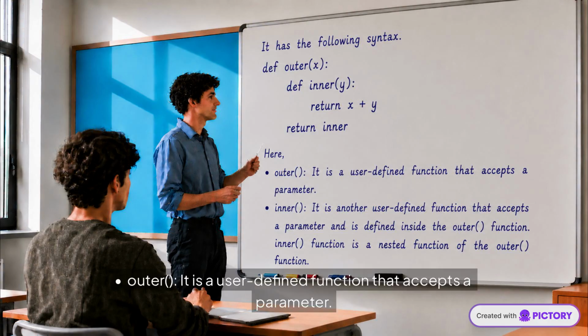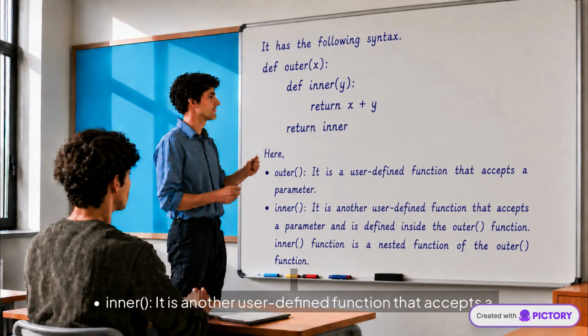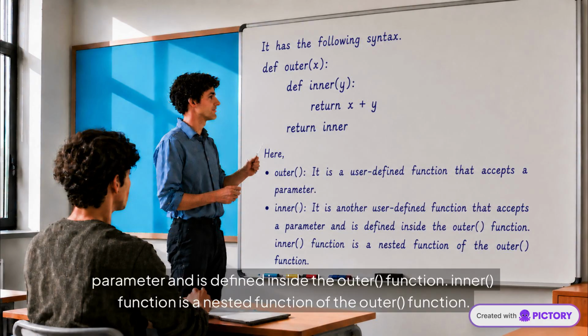Here, outer is a user-defined function that accepts a parameter. Inner is another user-defined function that accepts a parameter and is defined inside the outer function. The inner function is a nested function of the outer function.